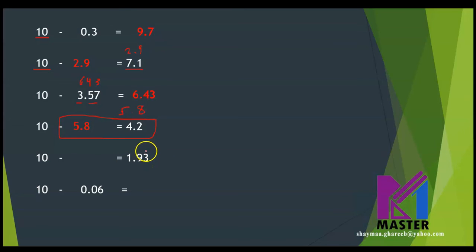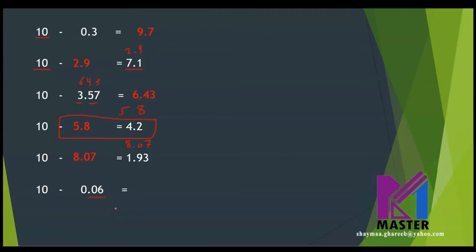This 3 needs to be 10, so it needs 7. The 9 needs to be 9, so it needs 0. Then the decimal point, and this one needs to be 9, so it needs 8. Then the answer will be 8.07. The last example, 10 minus 0.06, or minus 6 hundredths.